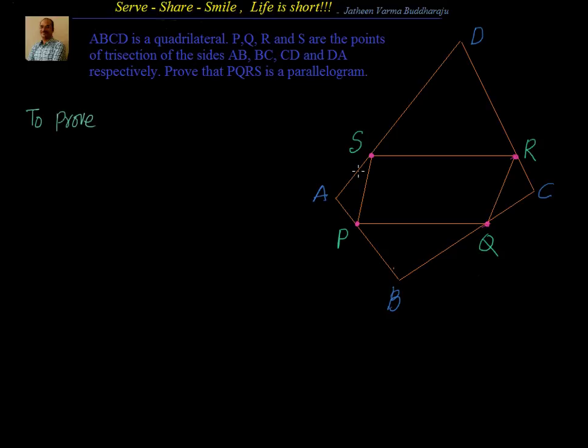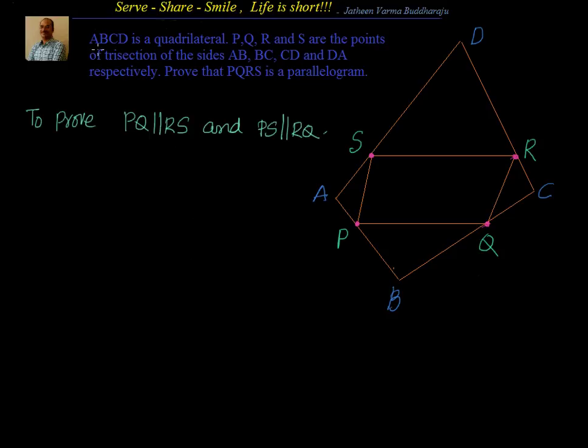Since we don't have any information about the lengths so that we can say parallelogram opposite lengths are equal, we will go ahead with opposite sides should be parallel. That is what we want to prove. That seems to be easy because the basic proportionality theorem will allow us to prove that. So we will say to prove PQ parallel to RS and PS parallel to RQ. This is what I have to prove.